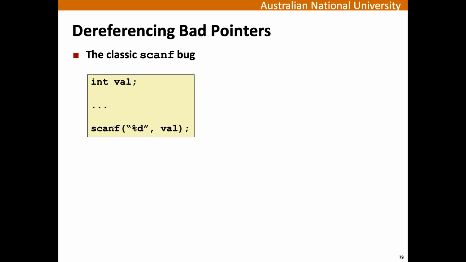So the problem here is that scanf expects a pointer, an address, but the programmer here is providing the value. And this pointer could point anywhere. This is an example of dereferencing a bad pointer. Internally, scanf is going to consider that this represents an address, and God knows what will happen.